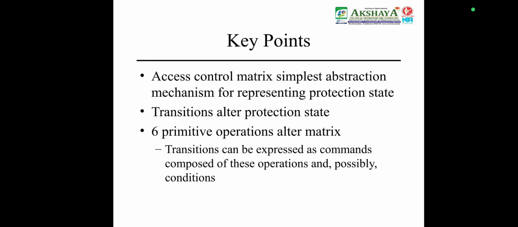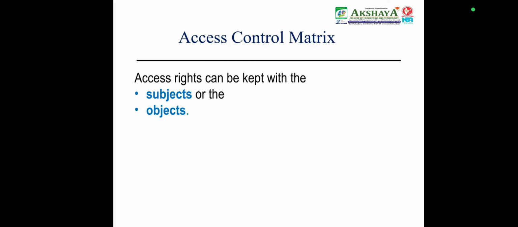Key points of the access control matrix. The access control matrix is the simplest abstraction mechanism for representing protection state. Transitions alter the protection state. There are six primitive operations to alter the matrix. Transitions can be expressed as commands composed of these operations and possibly conditions. Access rights can be kept with the subjects or the objects.